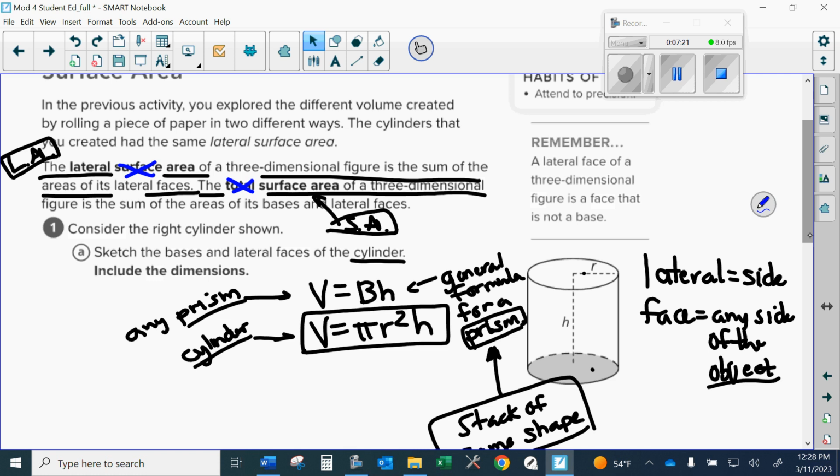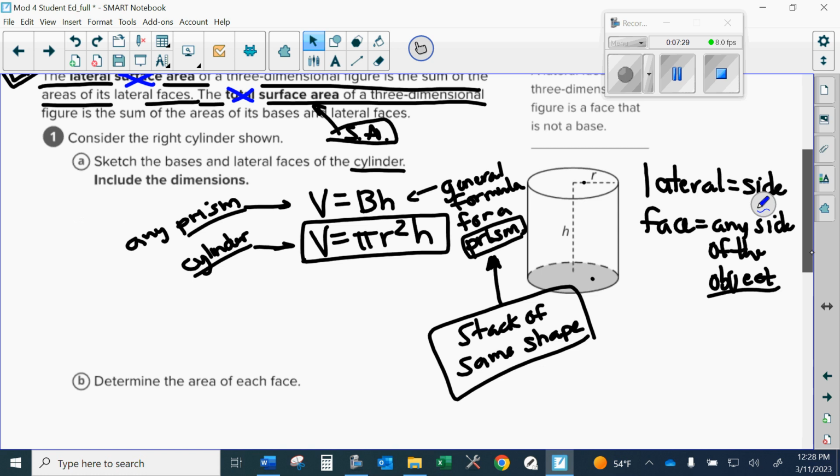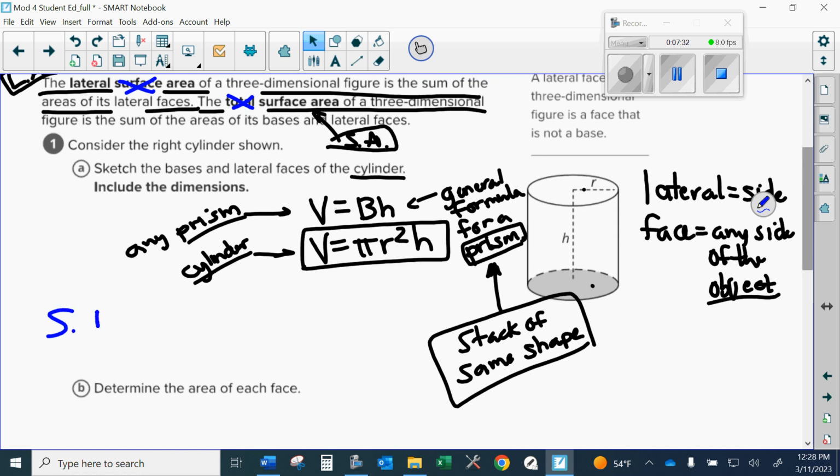Surface area is the lateral area plus the base or bases. Did I write that down here? No, I did not. Okay, so surface area, SA, equals the total lateral area plus the base. If it's a cylinder, that is 2 bases, but it could also be one base if it's a cone or a pyramid. So this would be a cone. This is a prism or cylinder.